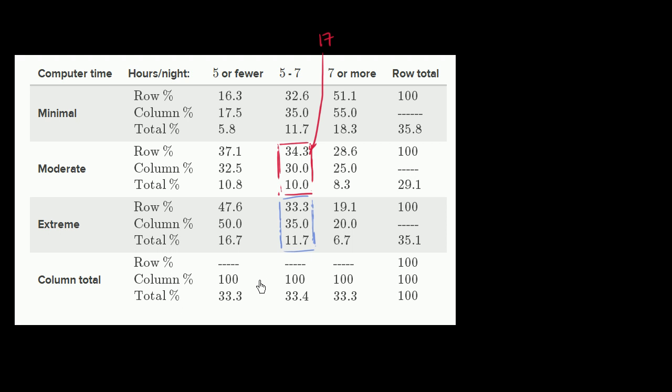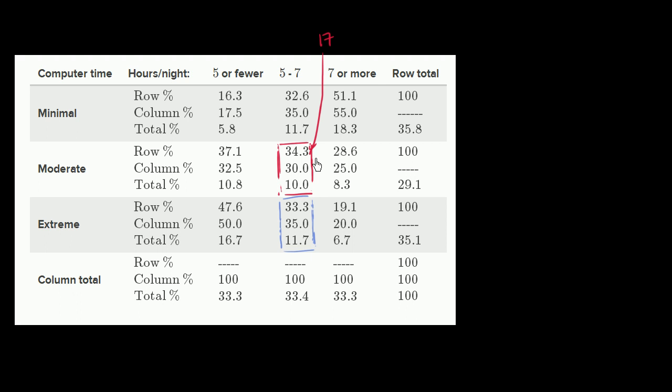So how would we think about this? There's 17 people in this group. How many people are in this group? Well, they tell us that 17 is 34.3% of the row total. So you could say 17 is 34.3% of the moderate computer users. Or you could say that 17 is 30% of the people who slept 5 to 7 hours each night. Or you could say 17 is 10% of the total number of people. So let's just go with that.